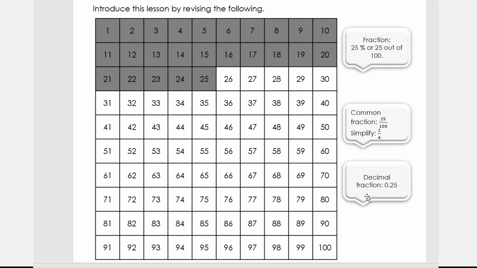And the decimal fraction is then 0.25. So make sure how we read a decimal fraction, 0.25. In South Africa, we also use the decimal comma and not the decimal point. But it's very important that learners understand that a decimal comma and a decimal point are the same thing.